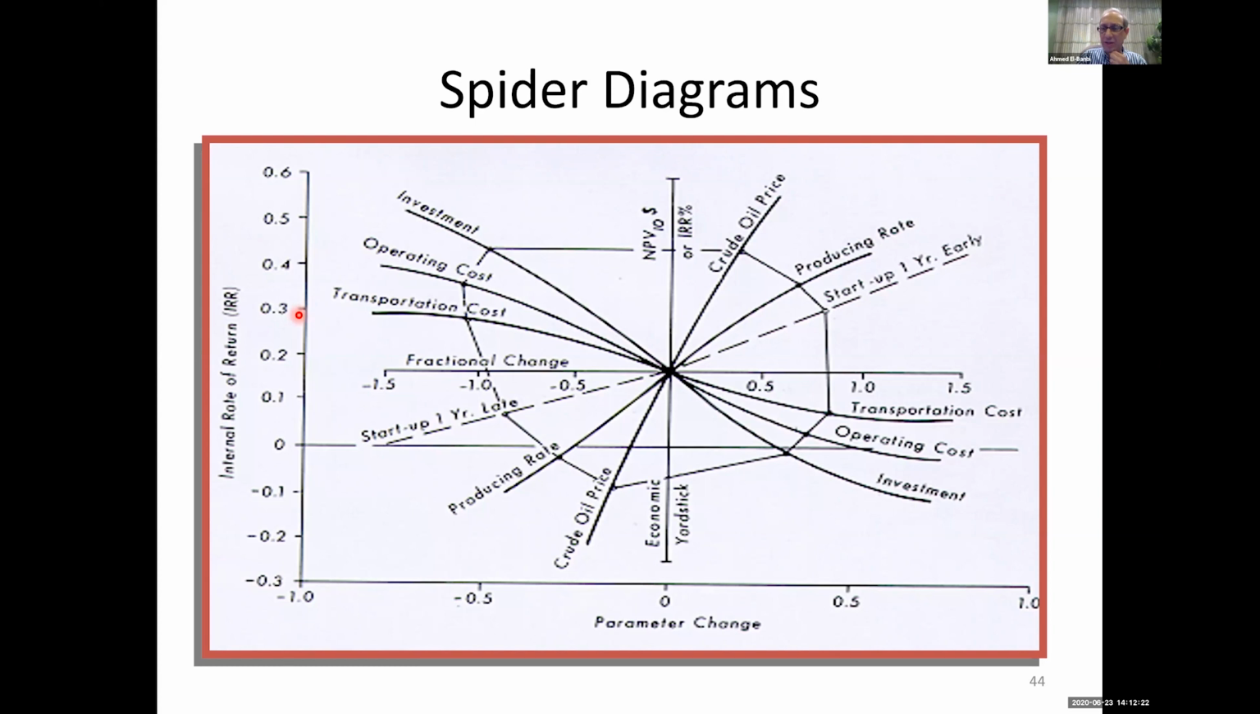So how much increase is that? From 18 to 30%, this is more than 50% increase. So for 10% increase in oil price, I'm getting more than 50% increase in the economic measure, rate of return, which means oil price in this project is very important.